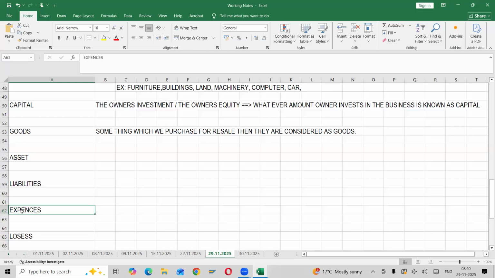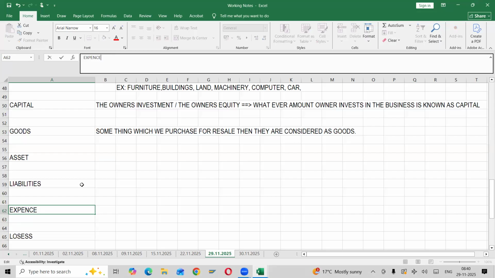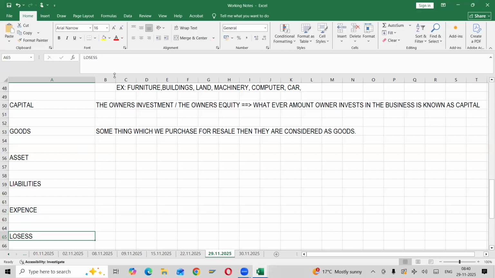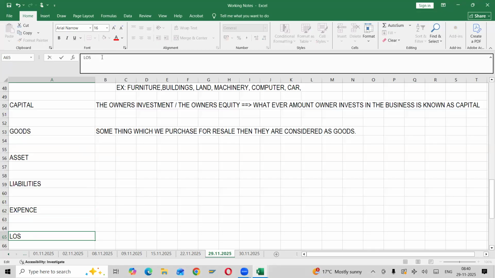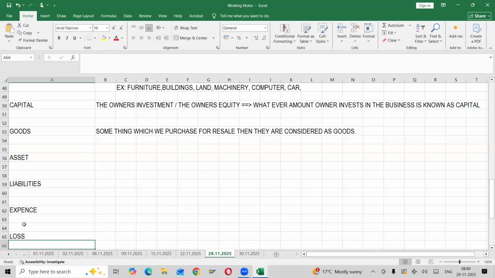What is the difference between expense and loss? I will write it as an expense or expenditure, or whatever you call it. Loss, not losses. I'll write it as a loss. Simple. What is the difference between expense and loss?